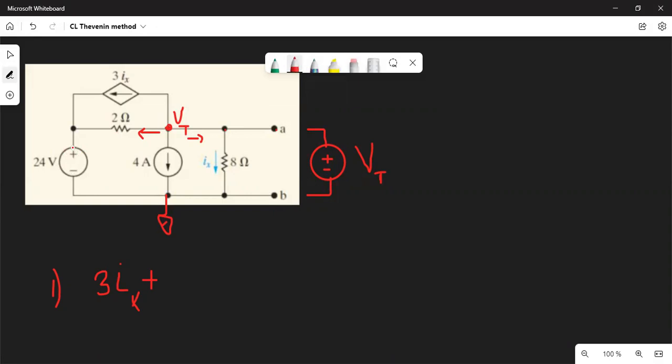Why? Because the polarity is plus here. It's connected to the positive polarity of our voltage source. Vt minus 24 divided by the resistance between them, which is just 2 ohms here. Then plus 4 amperes, since the current goes to the bottom. It's just 4. Then what about the right side?